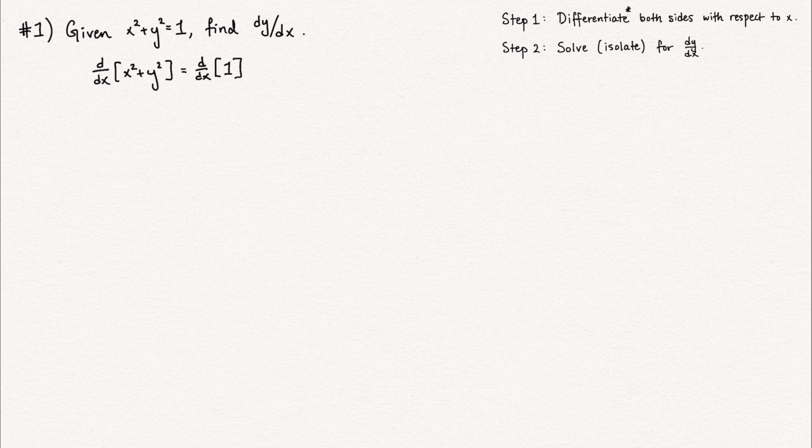Okay, so for the left-hand side, I see that I can distribute my derivative to each of the two terms. So I get the derivative with respect to x of x squared plus the derivative with respect to x of y squared. And on the right-hand side, we have the derivative of 1, which would just be 0. At this point, we see there's something interesting going on, right? We see that there is this derivative with respect to x of y squared, which we're not really sure how to do. So let's step aside to try to figure out how to evaluate this derivative.